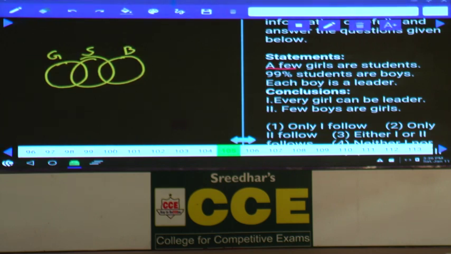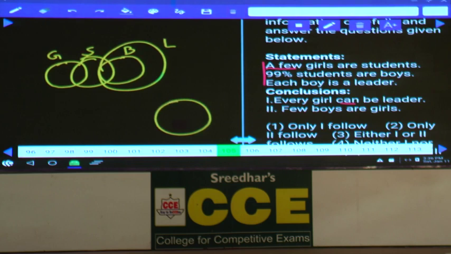Each boy is a leader. Each and every stands for what? All. And so all boys are leaders. This is the information we have. And with the help of this information, can be. Can be stands for possibility. Possibility means all the statements are affirmative, as there is no only statement here. Hence for possibility, we can write it as a single diagram.